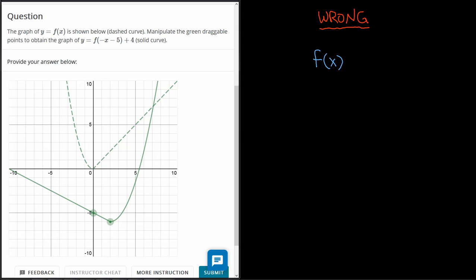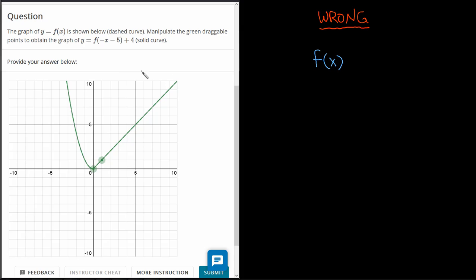The way I always like to do these problems is I start with the original. So I start with my solid curve. Right now, the solid curve right here is the graph of f of x, because that's what the problem gave me. Now you might be wondering, why is the word "wrong" written here?